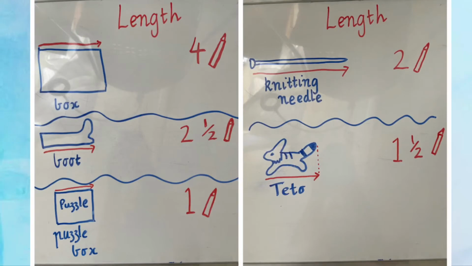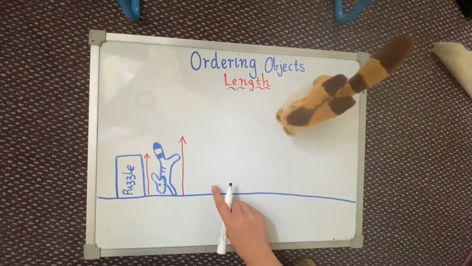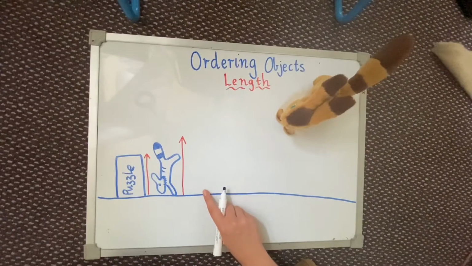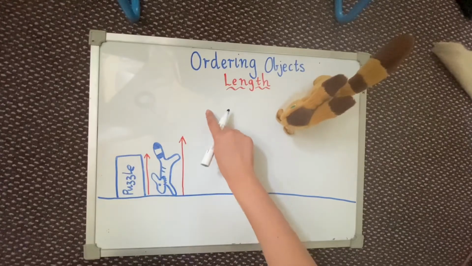Alright, we've only got 3 objects left to go. There's the knitting needle, the box, and the boot. Out of those 3, which one is the shorter object? That's right, the knitting needle comes next. Next is our knitting needle. Let's make sure that one end touches here and that the length goes this way.